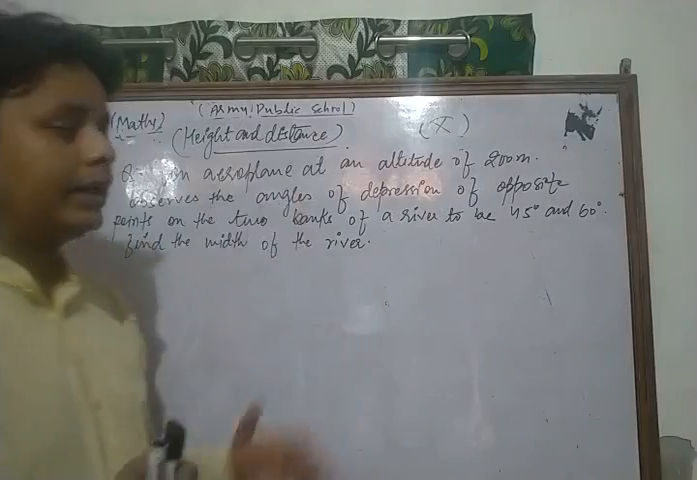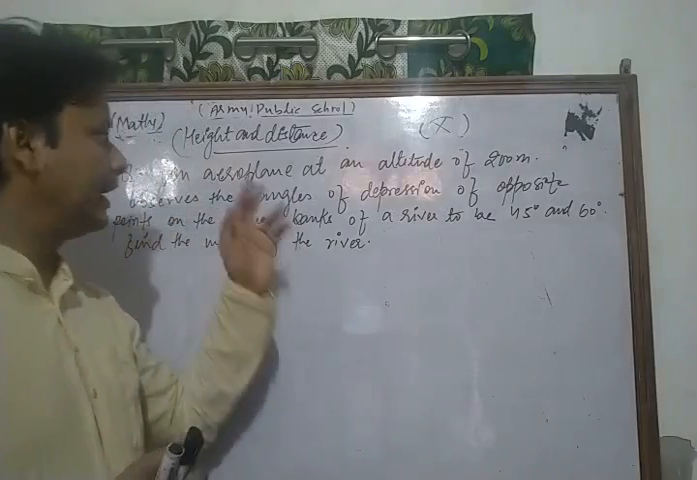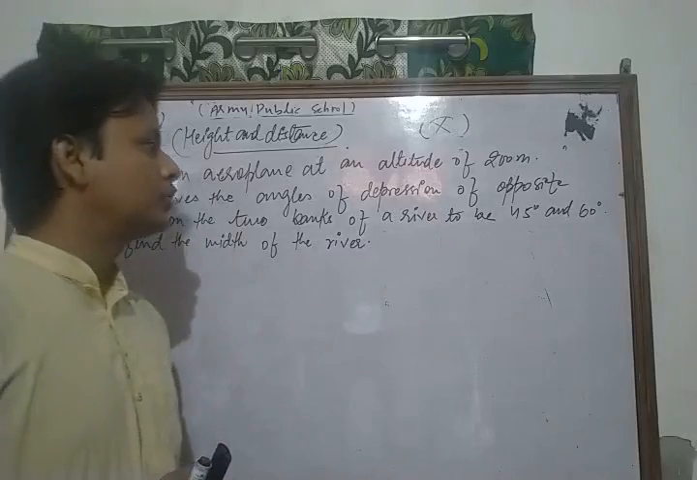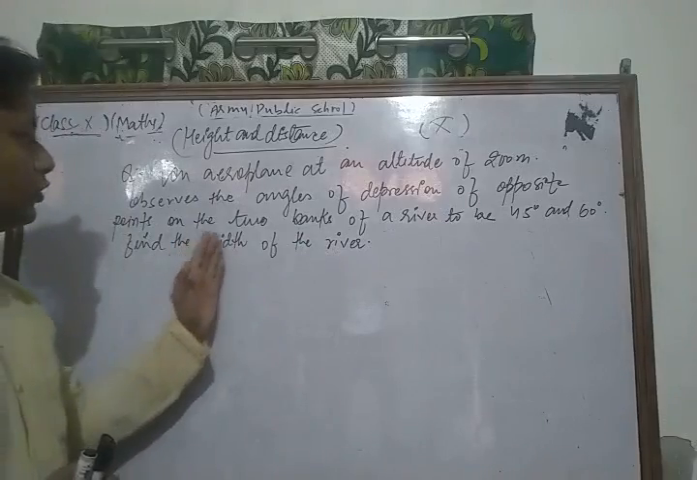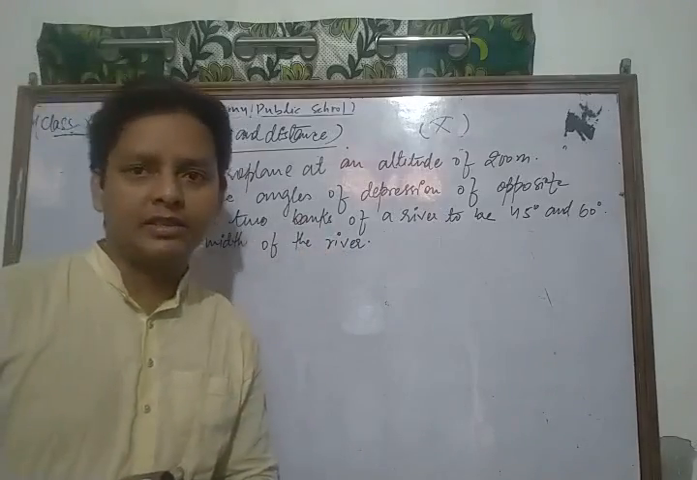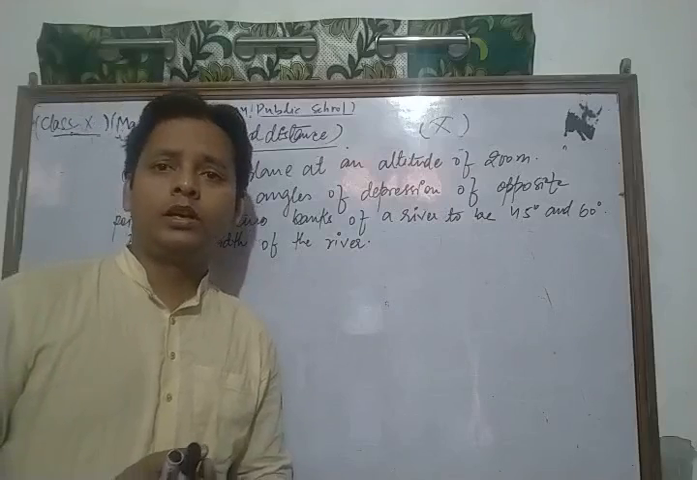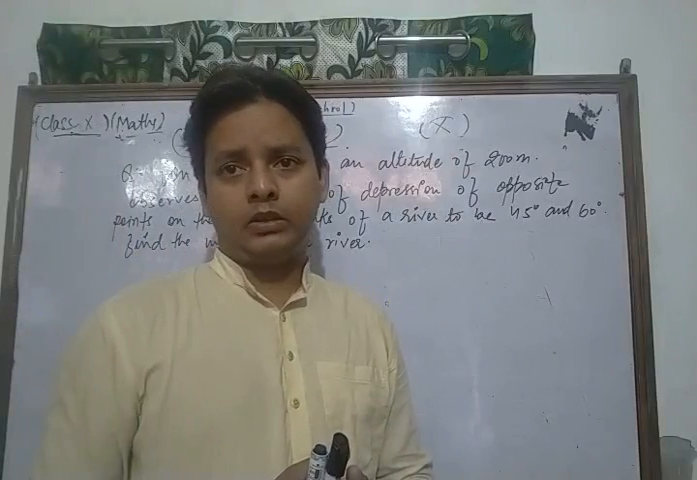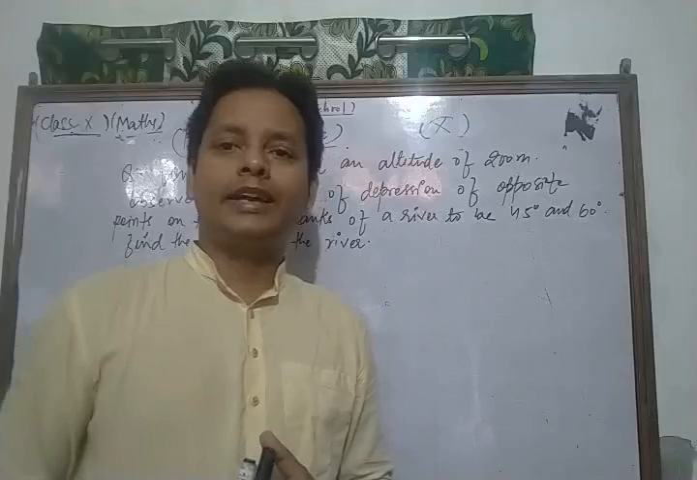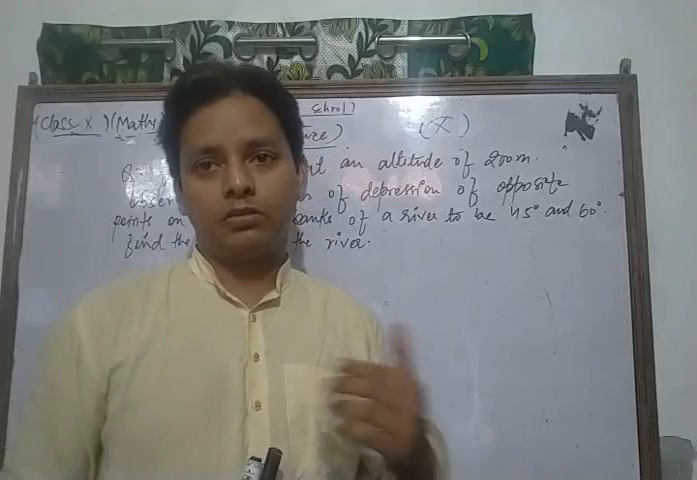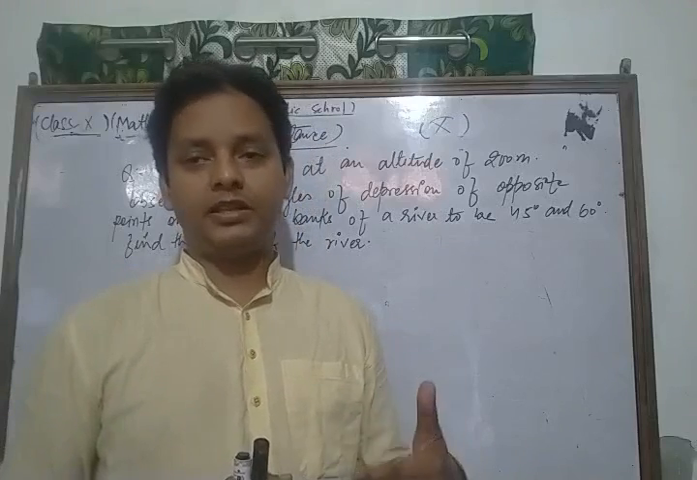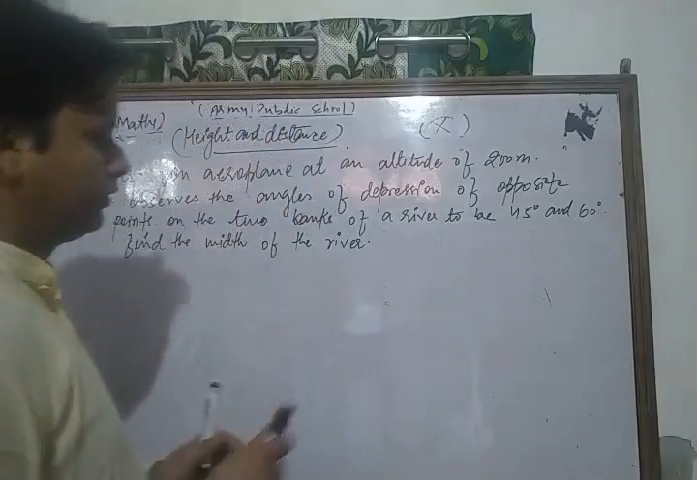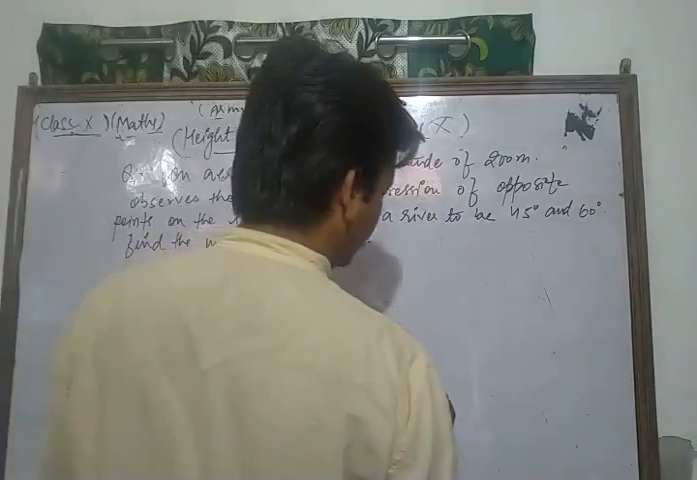The question says: an aeroplane at an altitude of 200 meters observes the angle of depression of the opposite points on the two banks of a river to be 45 and 60 degrees respectively. We have to find the width of the river. You know that an angle of depression is made when an observer sees an object from a height.